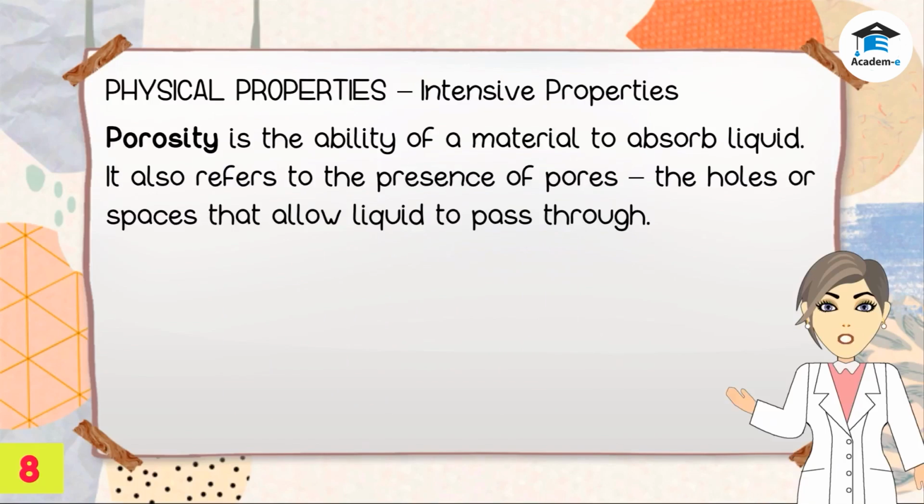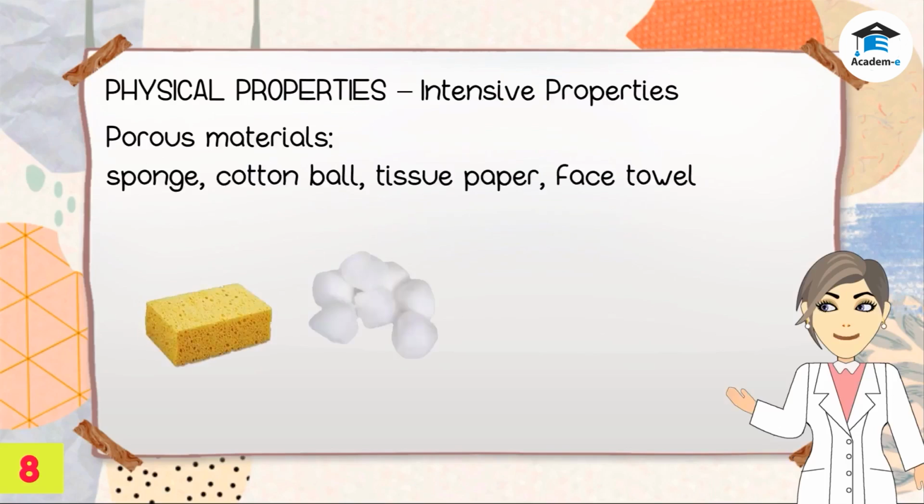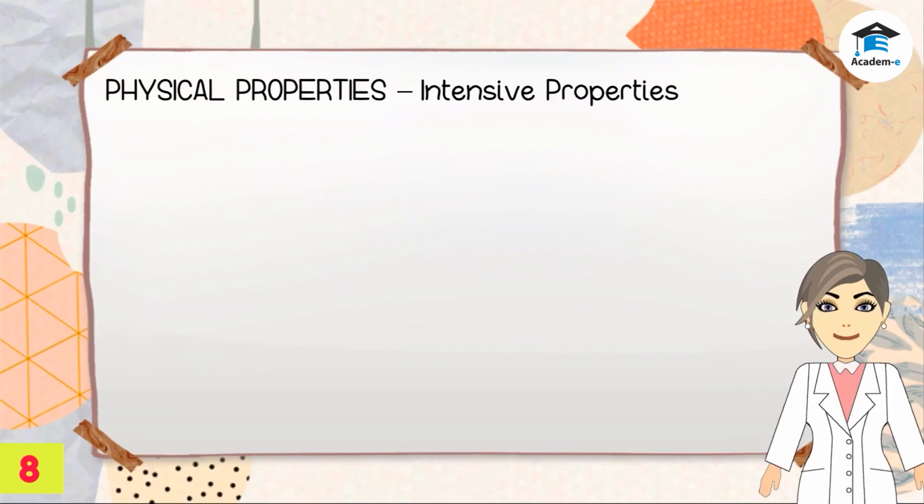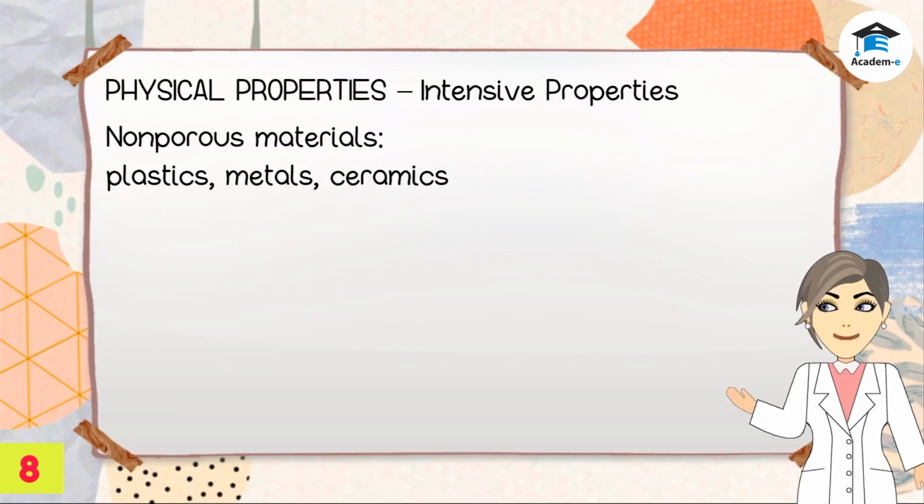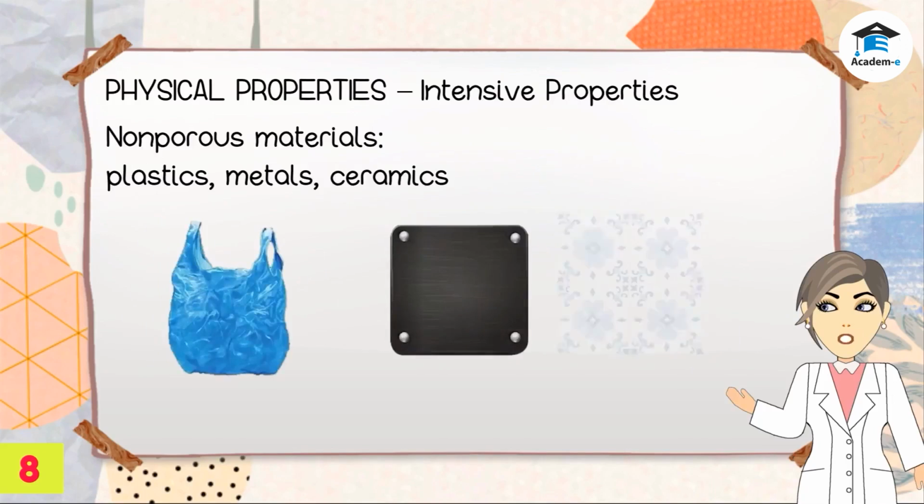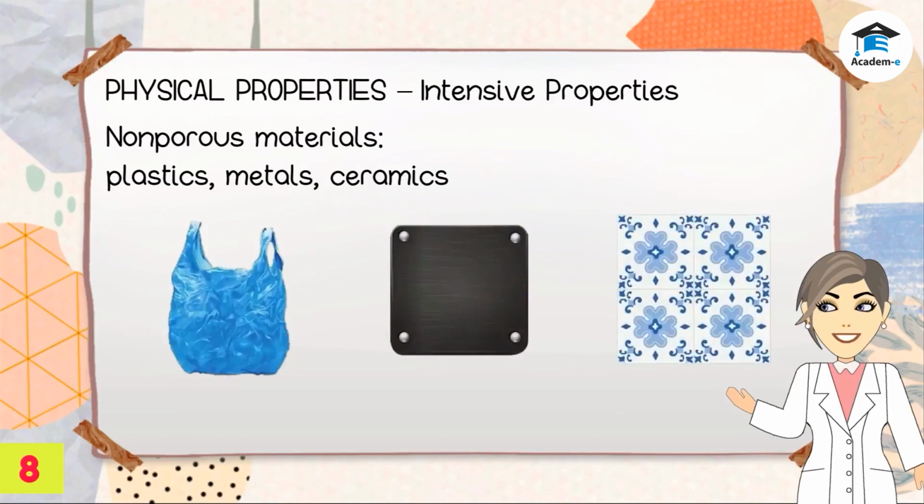Porosity is the ability of a material to absorb liquid. It also refers to the presence of pores, or the holes or spaces that allow liquid to pass through. The sponge, cotton ball, tissue paper, and face towel are porous materials since they can absorb or suck up liquid. On the other hand, plastics, metals, and ceramics are non-porous since they cannot absorb or suck up liquid.